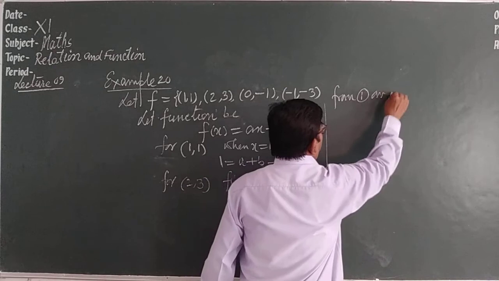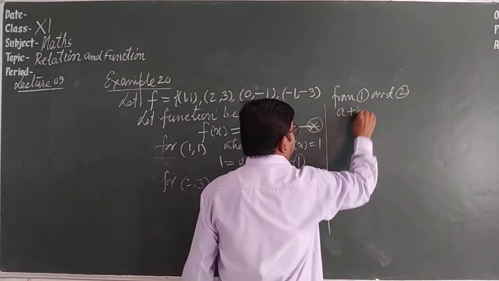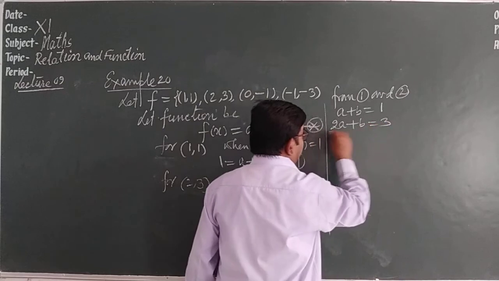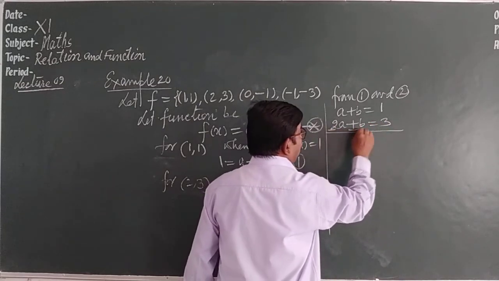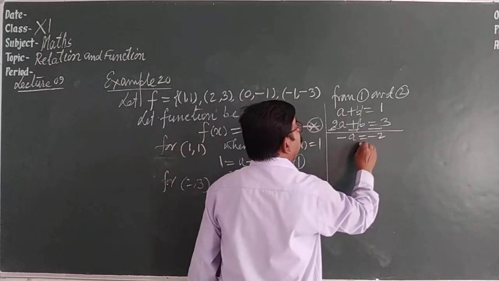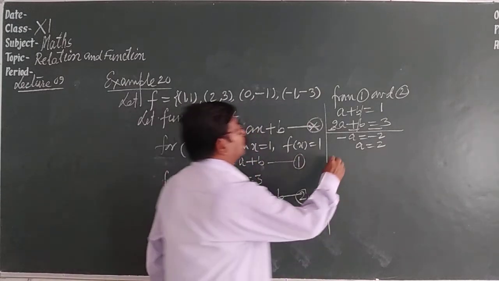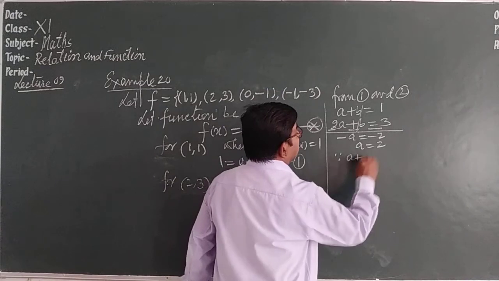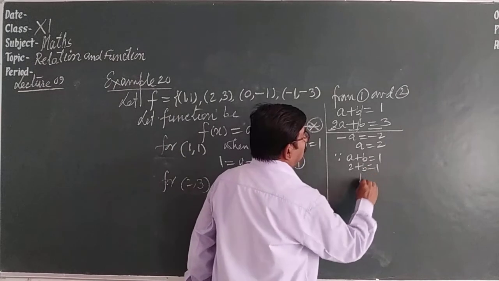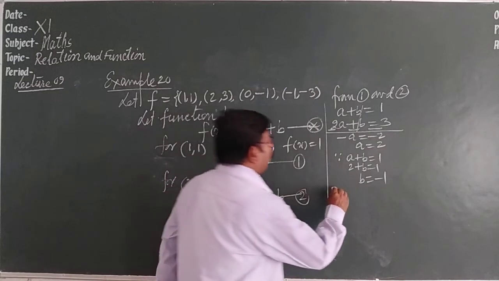From 1 and 2, what do we have? See, a + b = 1 and 2a + b = 3. Subtract these: minus, minus, minus. This will go, -a = -2, so a = 2. If a = 2, since a + b = 1, 2 + b = 1, so b = -1. So what is the required function?